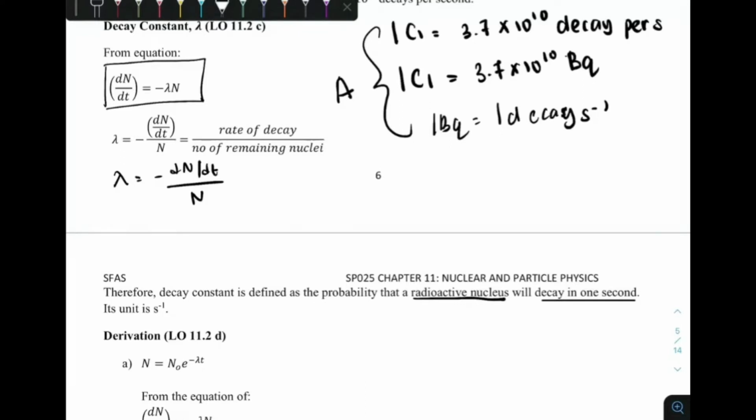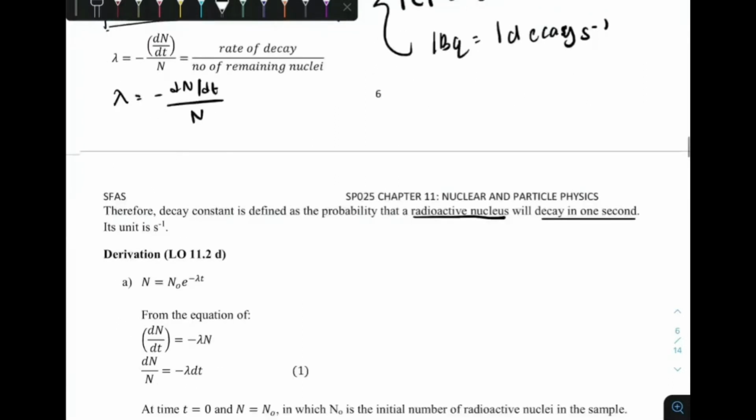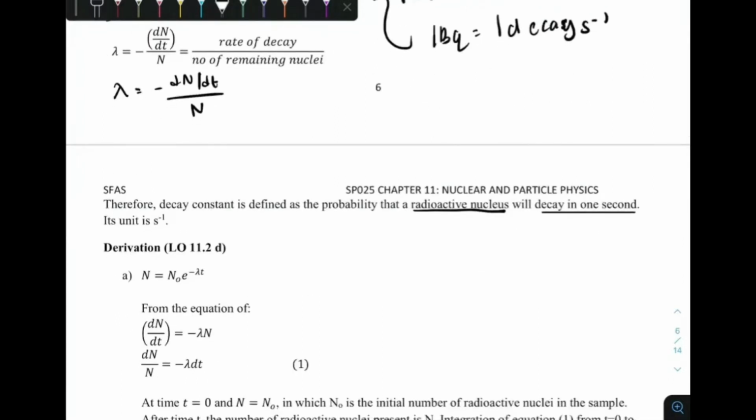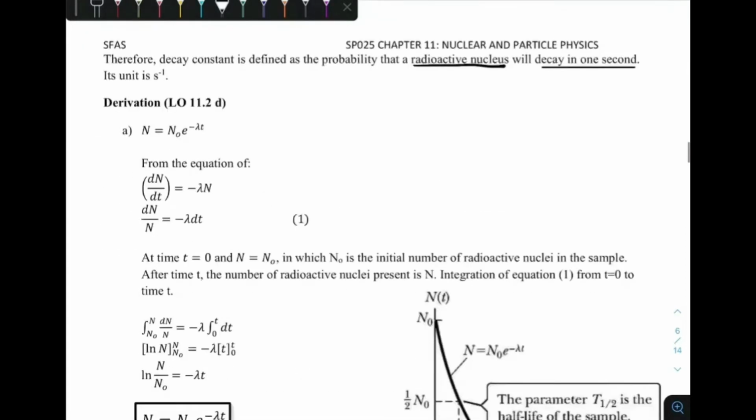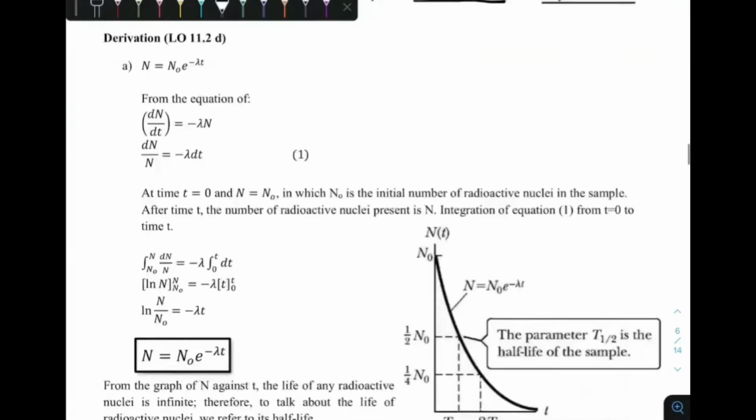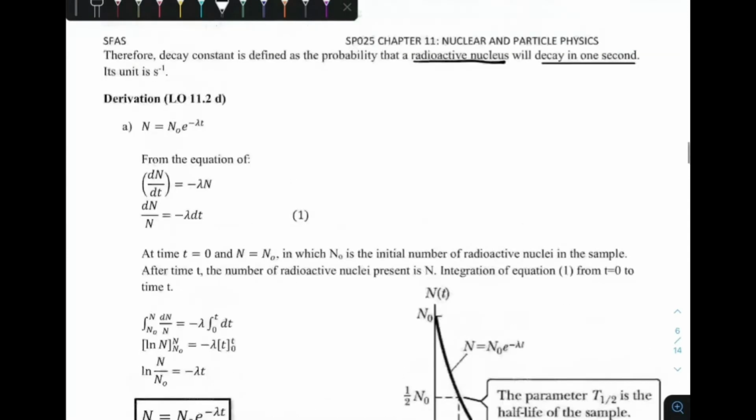So radioactive nucleus will decay in 1 second. Unit dia adalah S negatif 1 sebab dia adalah decay in second, berapa banyak decay akan berlaku dalam 1 saat itu, maka unit dia adalah S negatif 1 here. So this is your decay constant. So next we are going to look at the derivation of the equation relating the number of nuclei dekat sini.